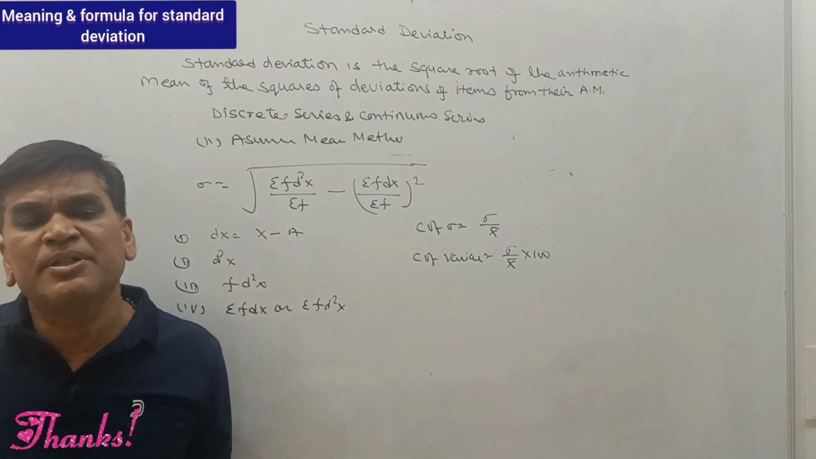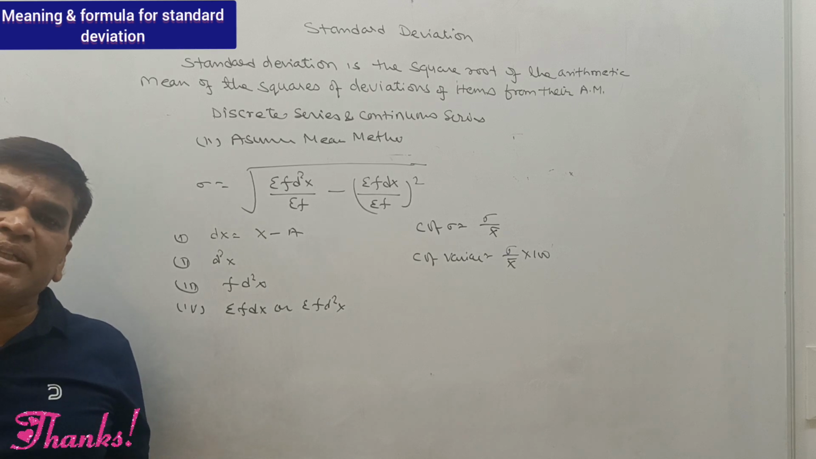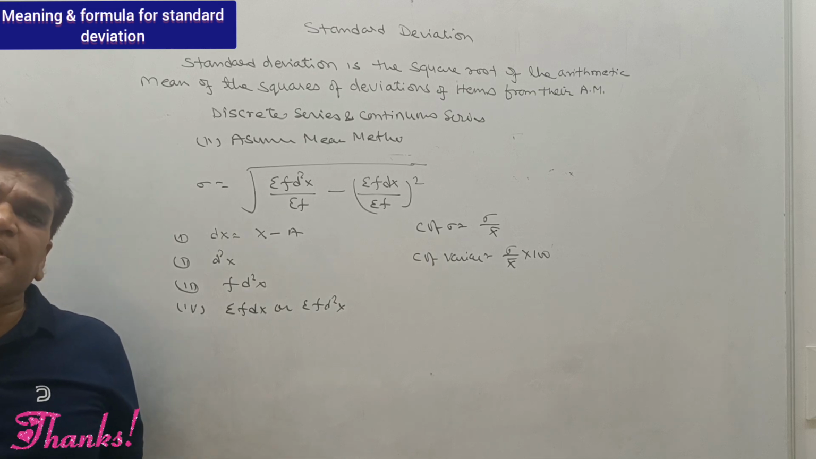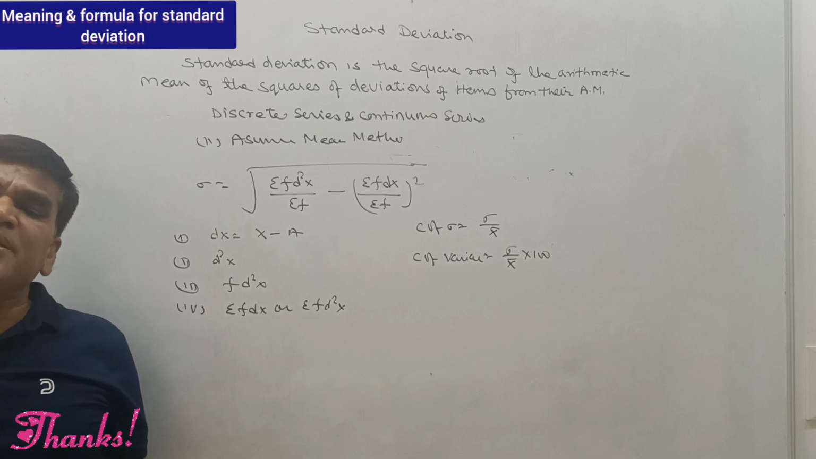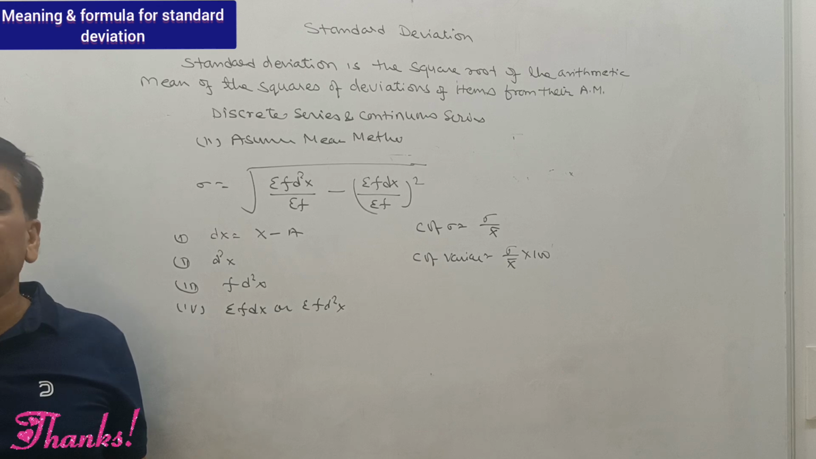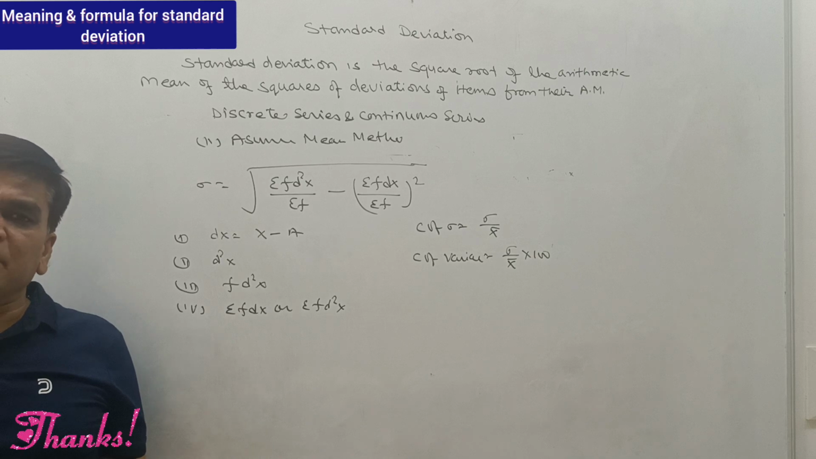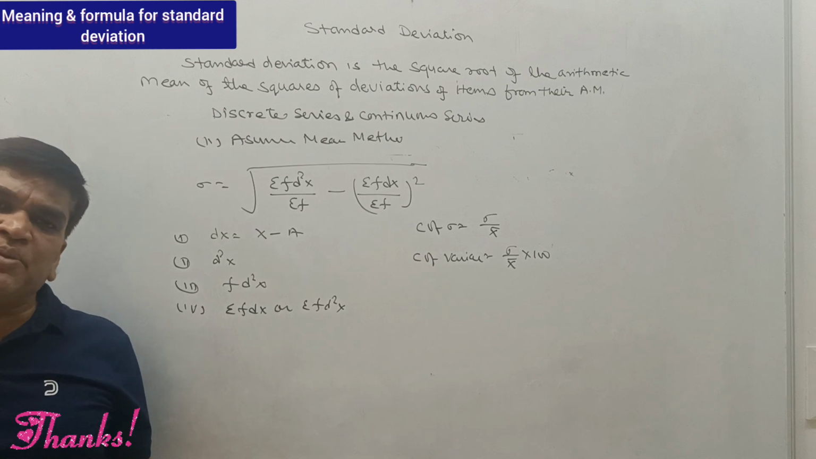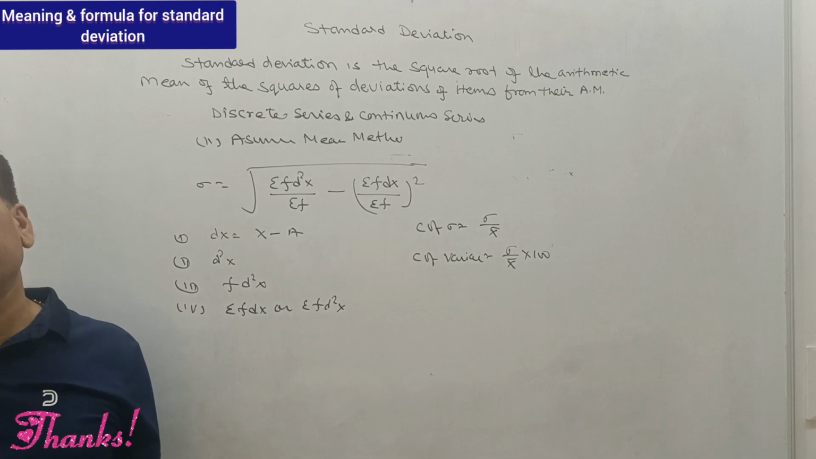So I think this video is very useful to understand what standard deviation is and how to calculate it. There are two major methods of calculating the standard deviation, that is the direct method and the assumed mean method. In case of an individual series where the frequency is not available, in the direct method we use standard deviation is the square root of sigma d square divided by n. But if the frequency is given, then we use the formula standard deviation is the square root of sigma f d square divided by sigma f.